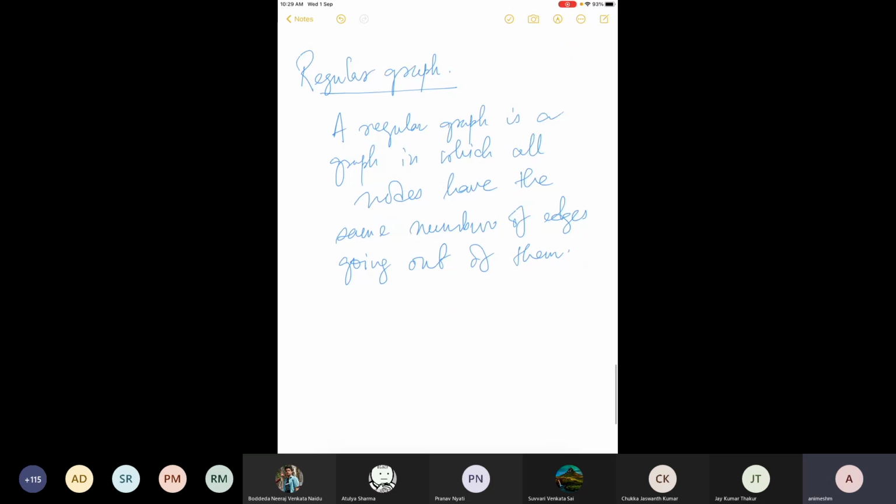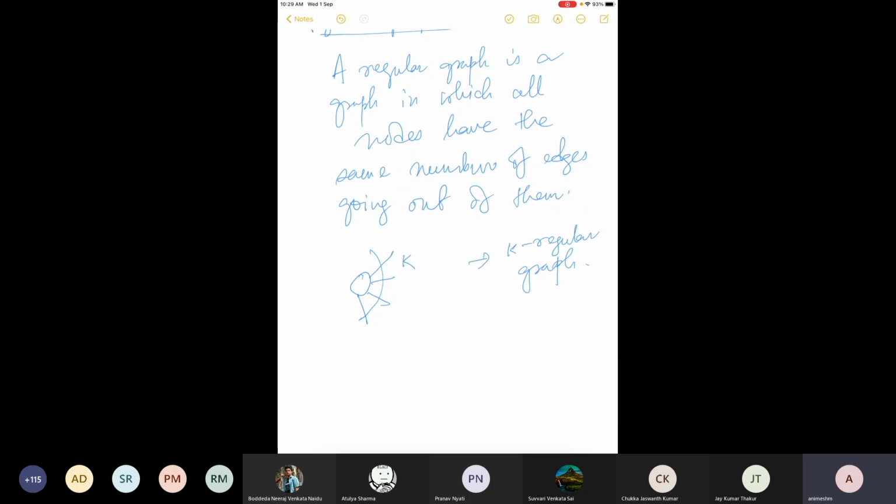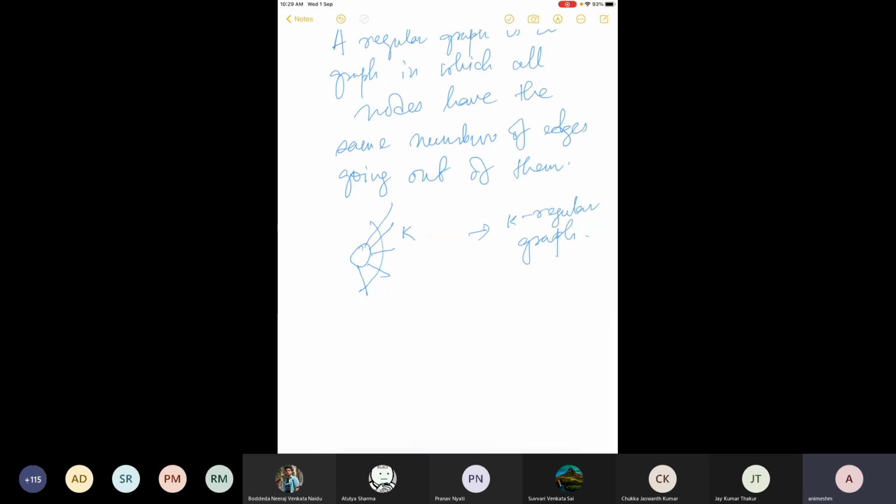Okay, so if every node has k edges going out of it, then it will be called a k-regular graph. This has a special name. We'll talk about this when I talk about the definition of that special thing. For the time being, you can consider that the number of edges connected to a node is the same for all the nodes in the graph. Then this is a regular graph, and if such a number of edges is k, then we call it a k-regular graph. So what about a complete graph? Is it a regular graph? Yes, sir.